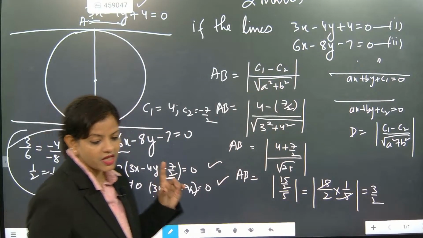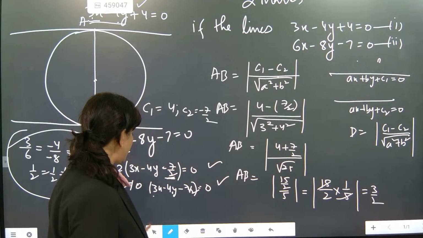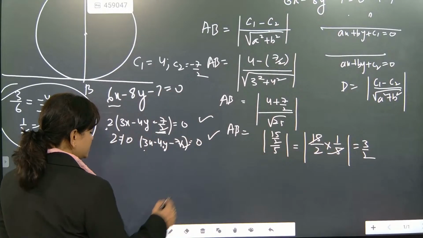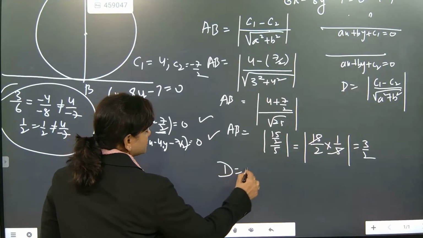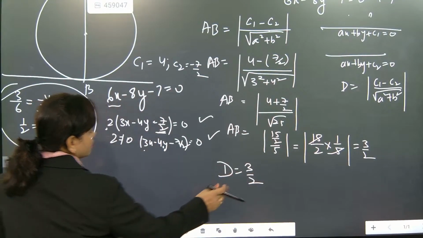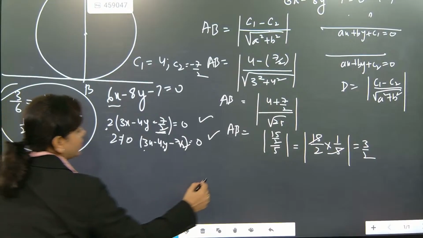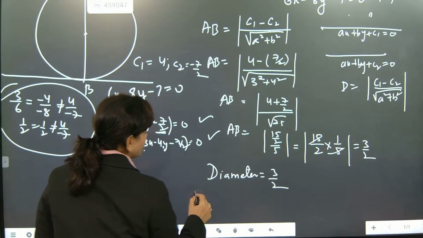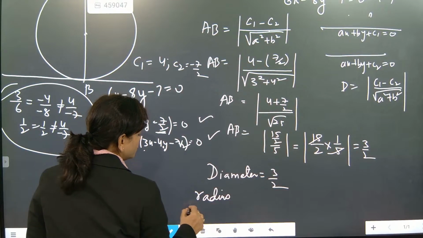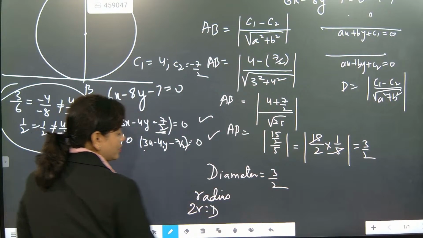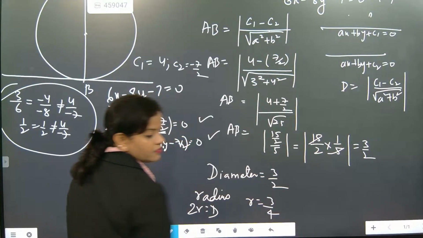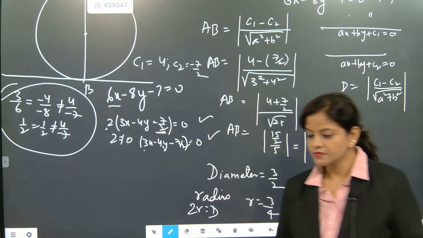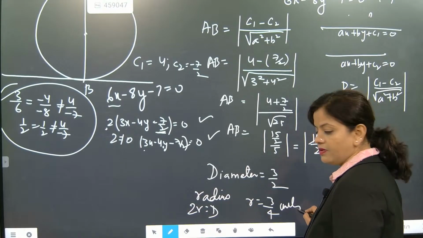Now beta, here is one catch. Here you see one thing. AB, the diameter, is coming as 3 by 2. This is the diameter. The total distance coming is the diameter. Diameter coming is 3 by 2. We have to find the radius. And we know that 2 times the radius is equal to the diameter. So radius will become 3 by 4 units.